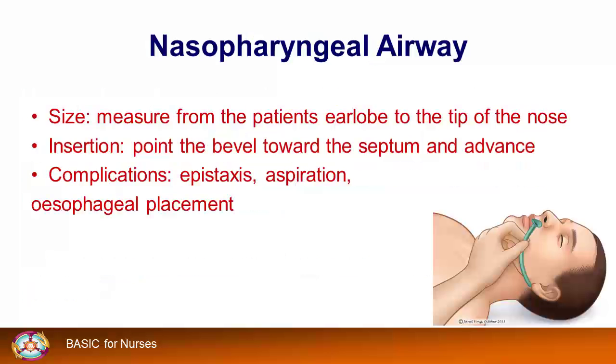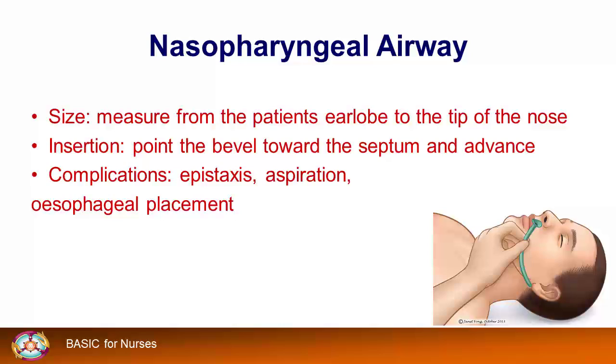So the answer is a nasopharyngeal airway, or an NPA. Why? The patient is not unconscious. Therefore, an oropharyngeal airway would likely cause coughing and gagging and place the patient at risk of aspiration. So how do you select the correct size NPA, and how do you insert the NPA?